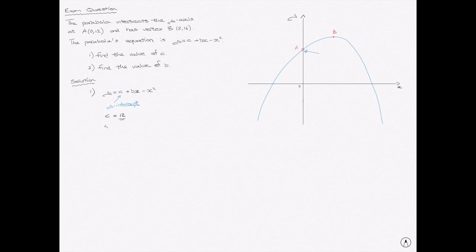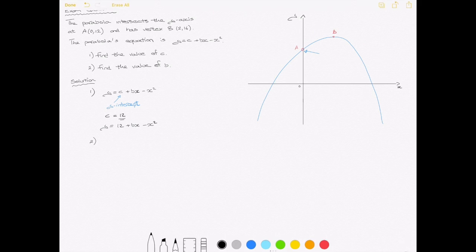So at this stage, we can already say y equals 12 plus bx minus x squared. That's our first part done. The second question, we have to find the value of b. Well, in this case, we're going to use the second bit of information we were given in our question, and I'll just underline it here. In our first part, we used A with coordinates 0, 12. That was the y-intercept. So now we're going to use the second bit of information that was given to us, which was that B has coordinates 2, 16.